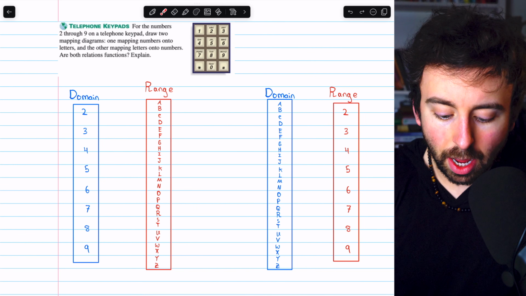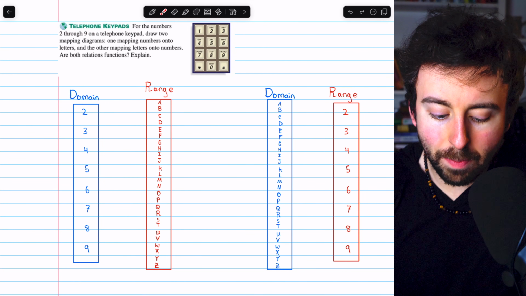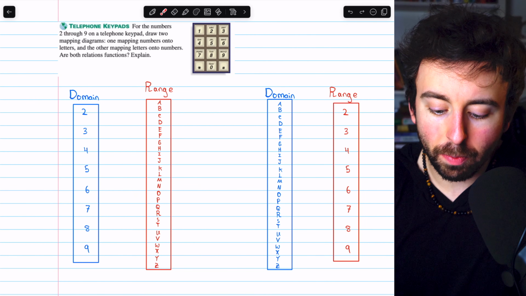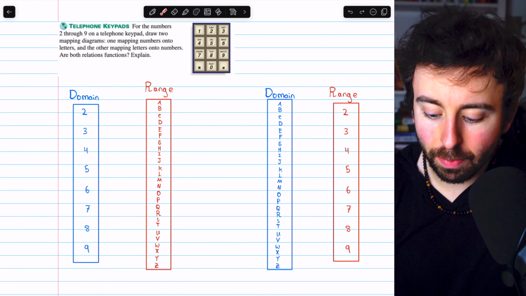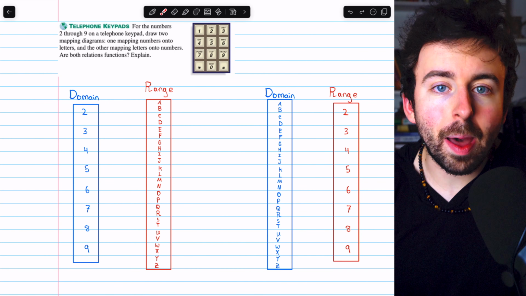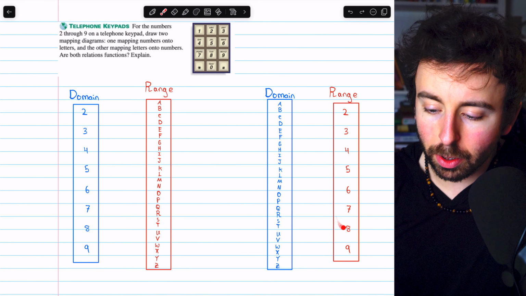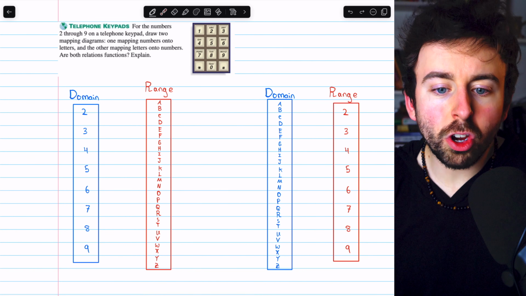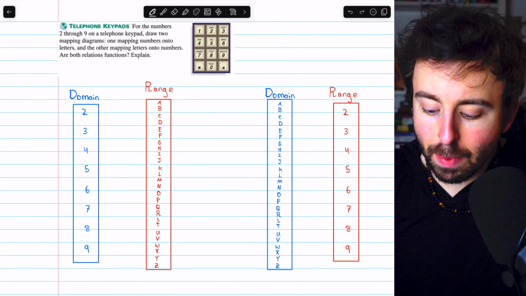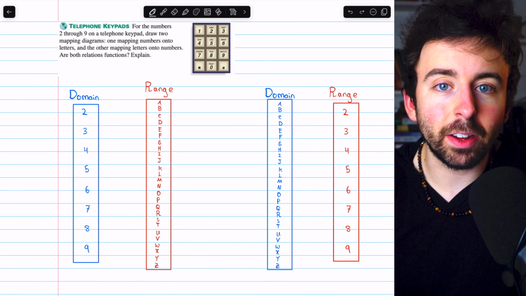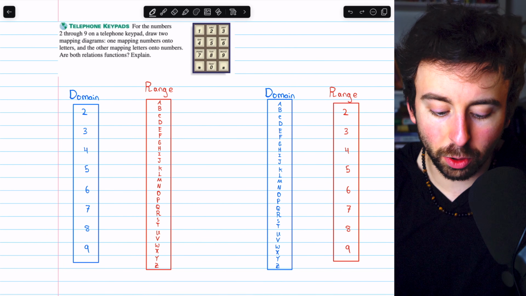So here on the left, I'll draw the mapping diagram that maps numbers in the domain to letters in the range, based on the telephone keypad. And over here, I'll draw the mapping diagram that maps letters in the domain to numbers in the range. I'll show you the first few in each mapping diagram just to make sure the process is clear and you can try finishing it yourself before we discuss the conclusion.